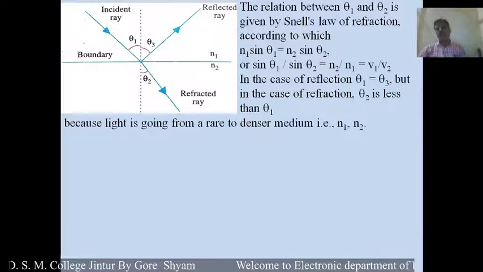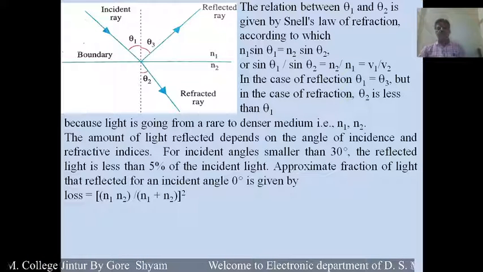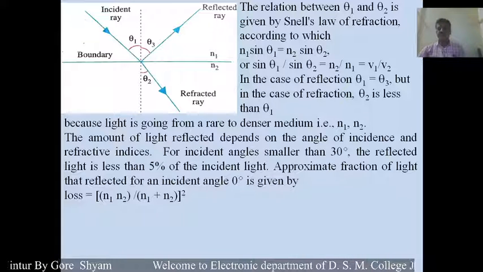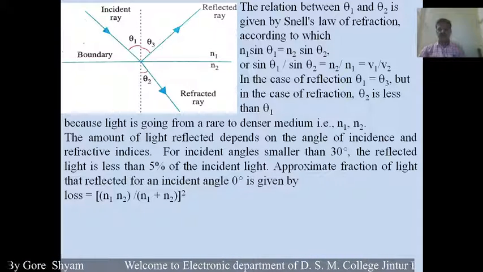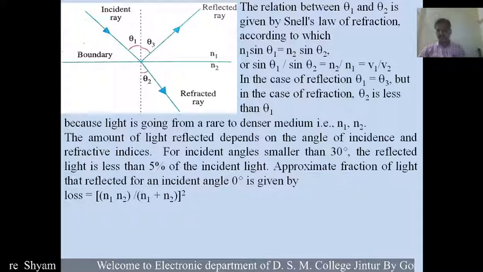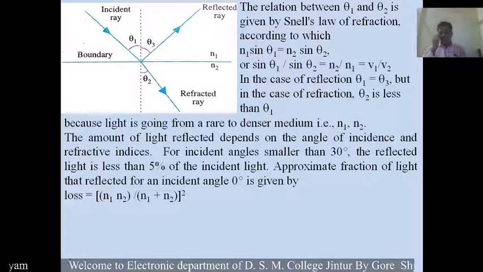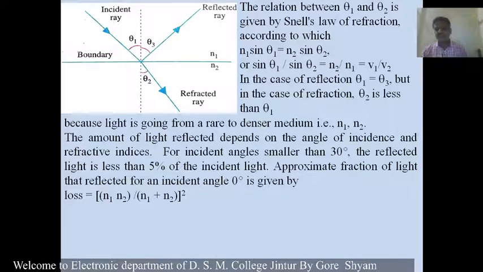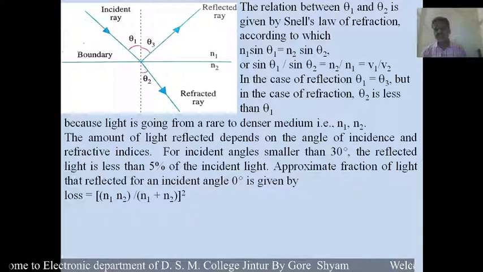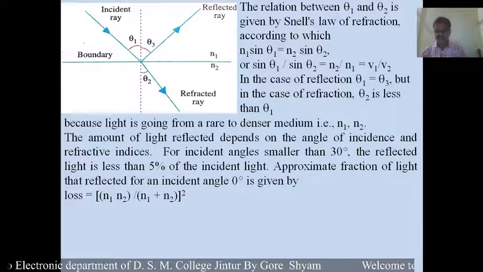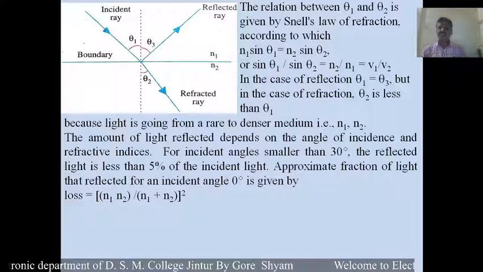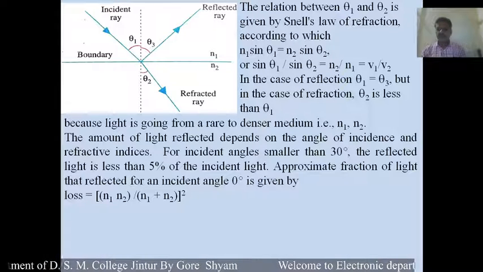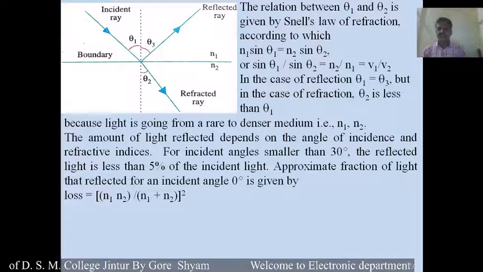Okay, and the amount of light reflected depends upon the angle of incidence and the refractive index. Okay, here the amount of light which is reflected depends upon the angle of incidence and the refractive index. For an incidence angle smaller than 30 degrees, the reflected light is less than 5 percent.